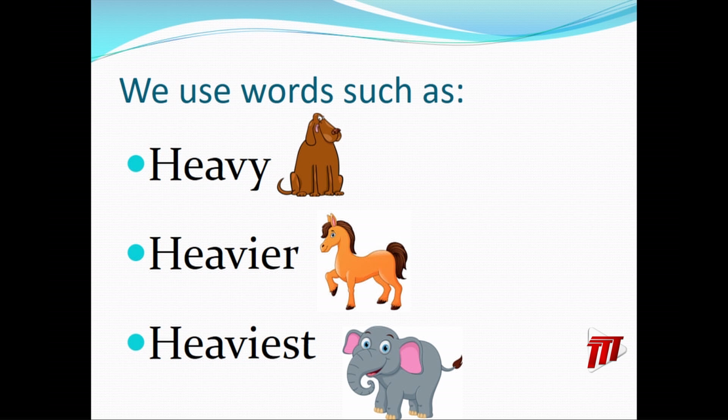The words we use when describing mass or weight are words like this: heavy, heavier, heaviest. The dog is heavy. The horse is heavier. But the elephant is the heaviest.